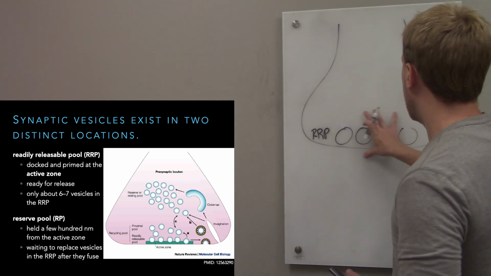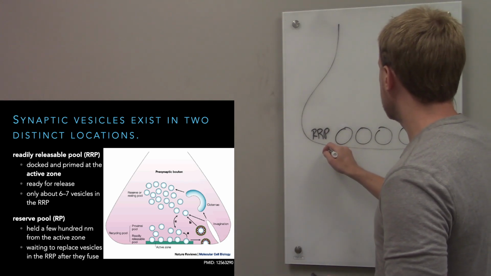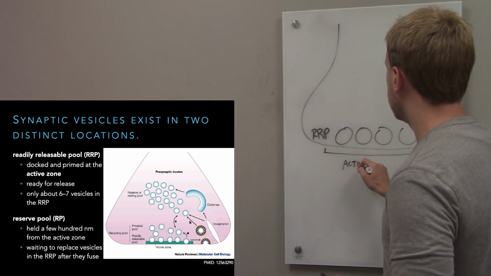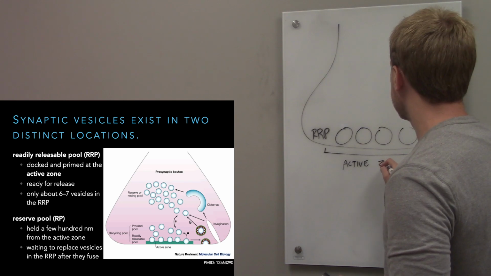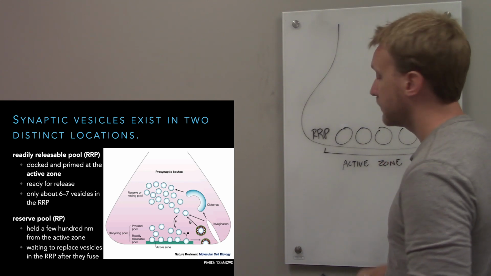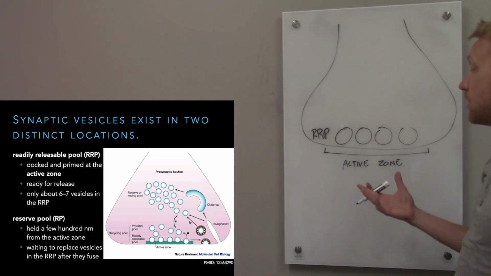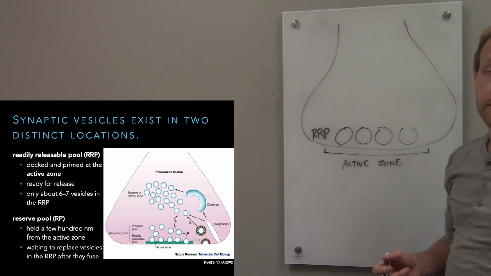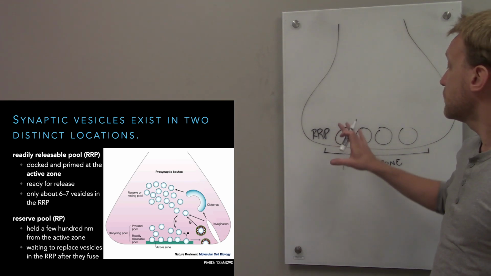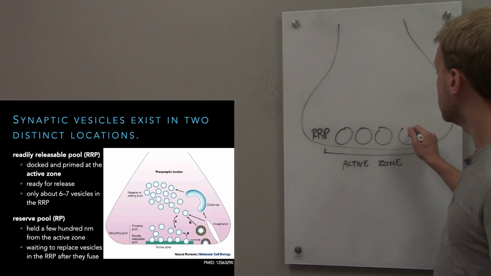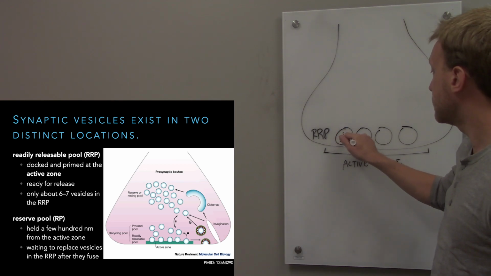So these are at what we call the active zone, or the active site. And this is the area where the activity takes place. No surprise there. There's only a handful of vesicles in the readily releasable pool. I guess they should have some neurotransmitter in them.